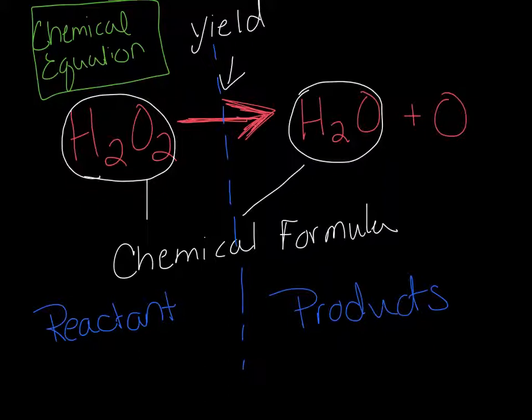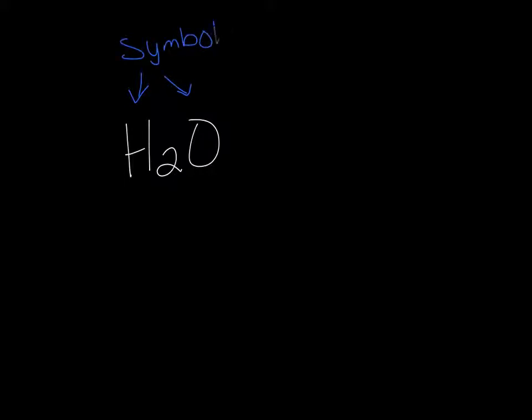Okay. So another thing you might notice in this chemical equation is if I look directly at a chemical formula, and I'm just going to put this underneath, like H2O, the chemical formula is made out of symbols for the elements, and it's made out of subscript. And subscripts tell you how many of each that you have, and it tells you the ratio.